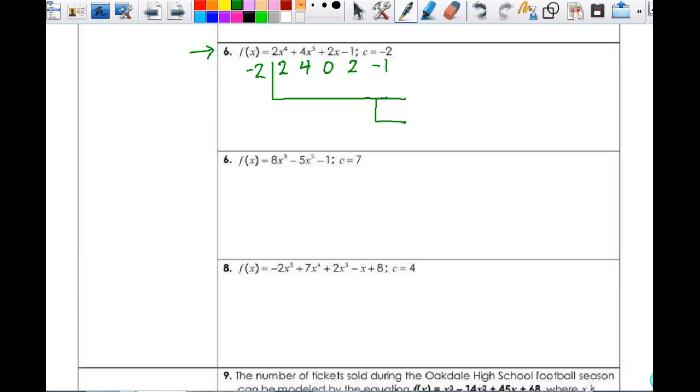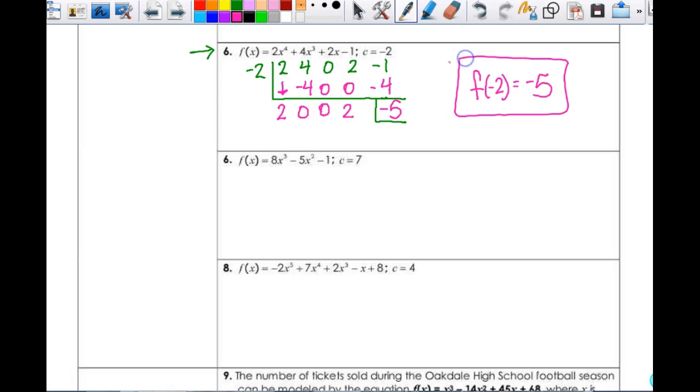Make sure you have that 0 placeholder, because if you don't, that's going to cause you problems. Do you agree with what I have up here? Yes? So my answer then is what? F of negative 2 equals negative 5. Good. That is my answer. It's not just negative 5. It's not anything with any x's in it. That is my answer. Everybody good?